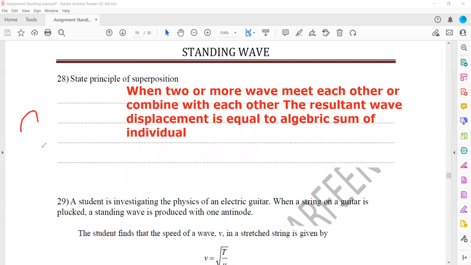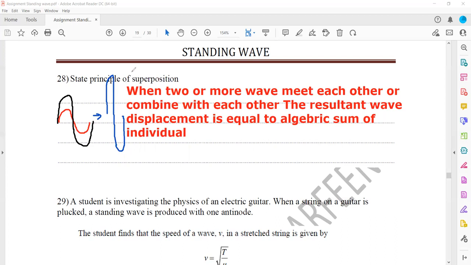For example, if I say this is one wave, having an amplitude of 1 centimeter up, 1 centimeter down from the mean position, and another wave having an amplitude of say 2 centimeter up, 2 centimeter down. What will the resultant wave be when they combine? Because crest is combining with crest and trough with trough, the resultant wave will have a higher amplitude, and we call that constructive interference.